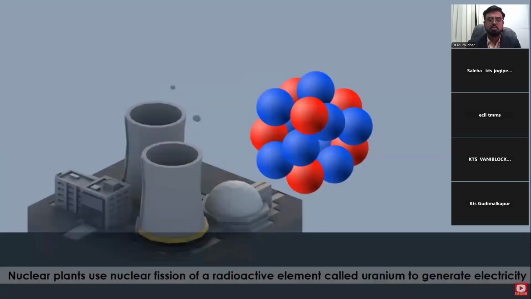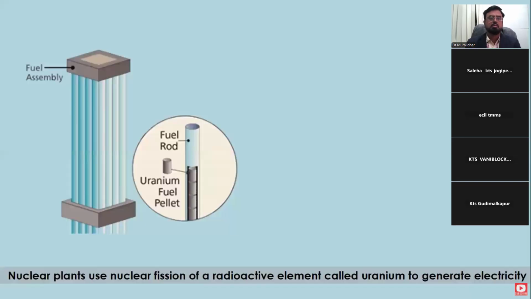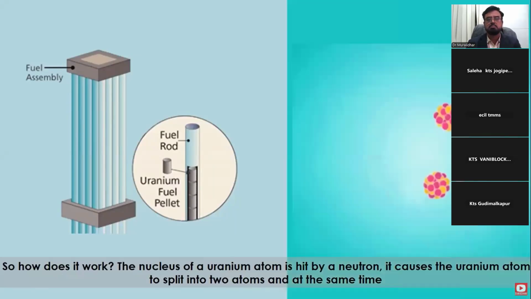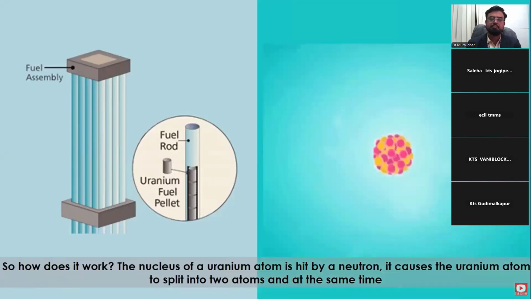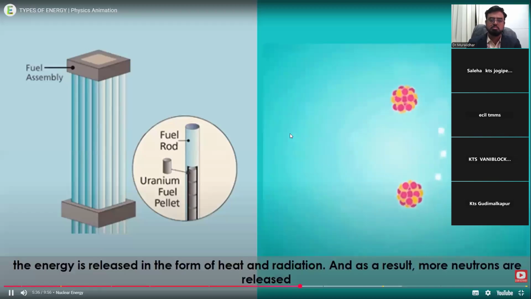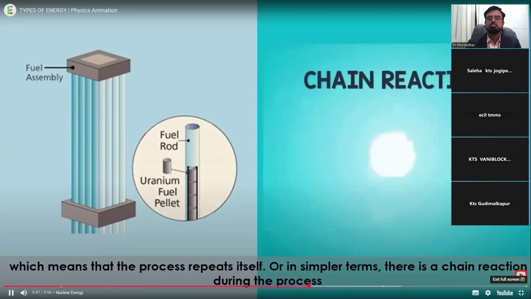Nuclear plants use nuclear fission of a radioactive element called uranium to generate electricity. So how does it work? The nucleus of a uranium atom is hit by a neutron. It causes the uranium atom to split into two atoms, and at the same time, energy is released in the form of heat and radiation. As a result, more neutrons are released, which means that the process repeats itself. Or in simpler terms, there is a chain reaction during the process.